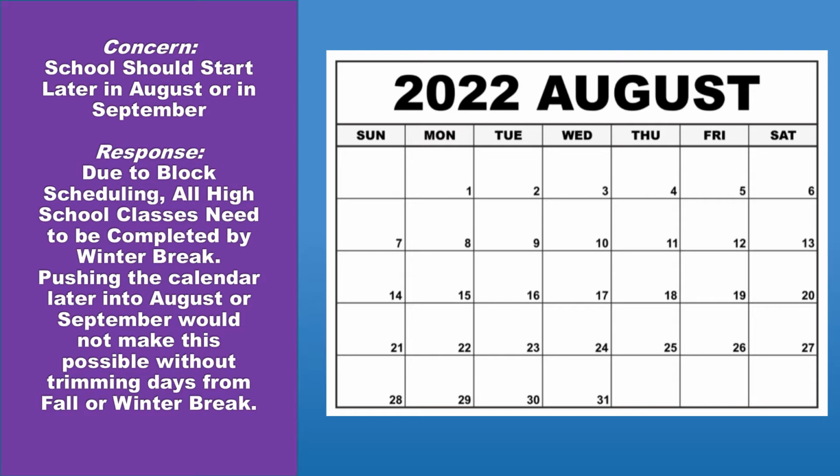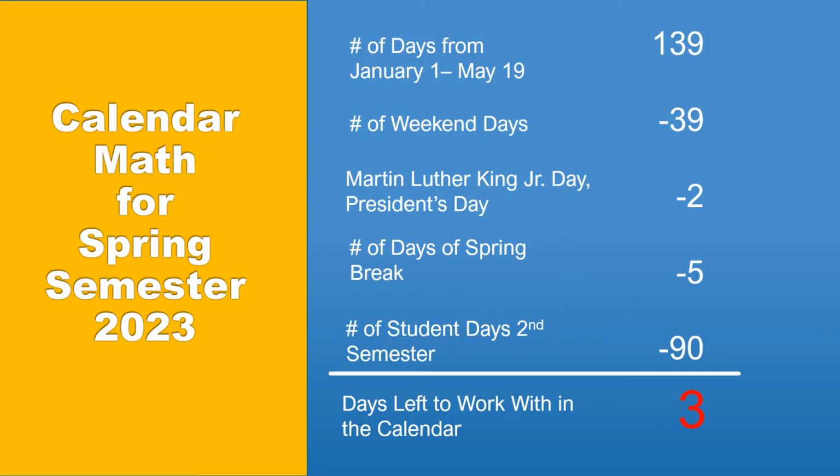visit out-of-town family. Once you look at the calendar math for spring semester, you'll see that it is very similar to what we have to work with in fall. There's only 3 days left in the calendar to work with, so we don't have a lot of options when we create the calendar.